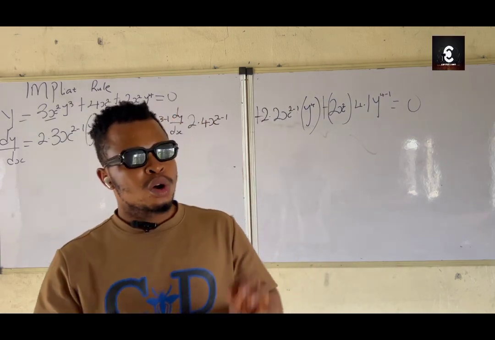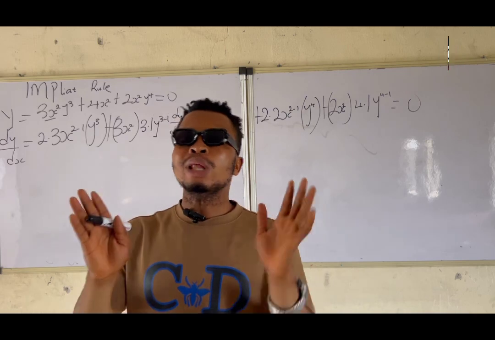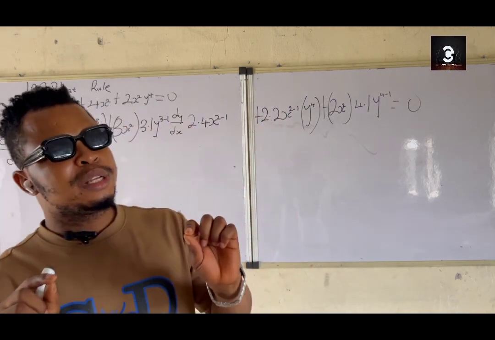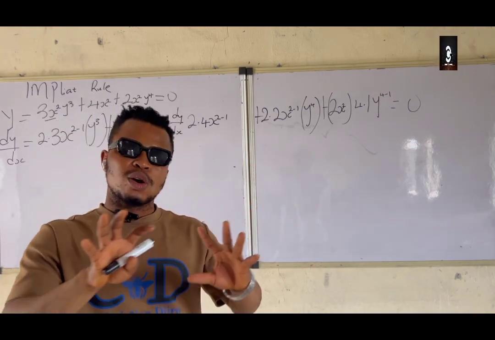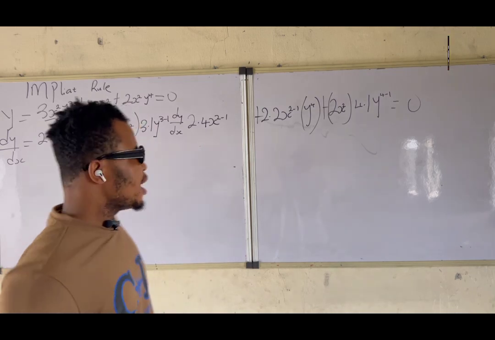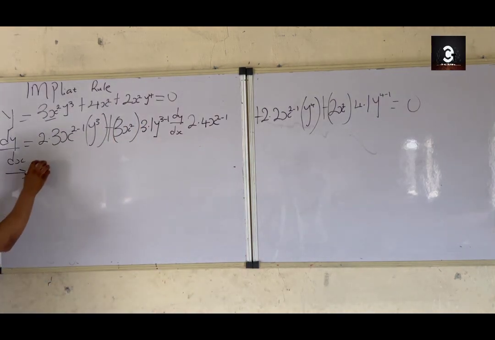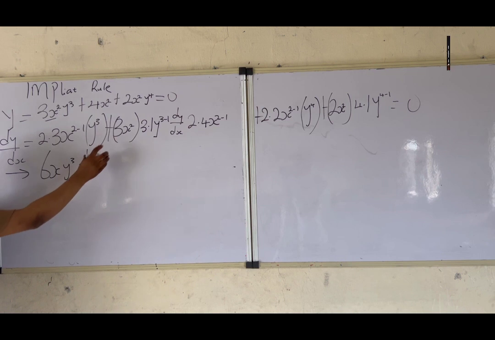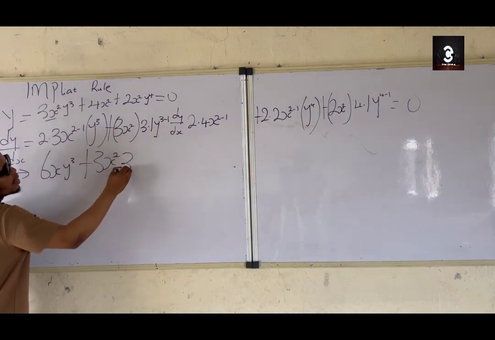First thing, why do I use implicit rule? I use implicit rule in a situation where other rules of differentiation cannot work. And how do you know a question is implicit rule? X and y will always be together. Differentiate x, keep y constant. Differentiate y, keep x constant. So what do we do here? If I'm breaking this down, 2 times 3 is 6x, and we have y raised to power 3. Plus 3x raised to power 2 first. 3 times 1 is 3.